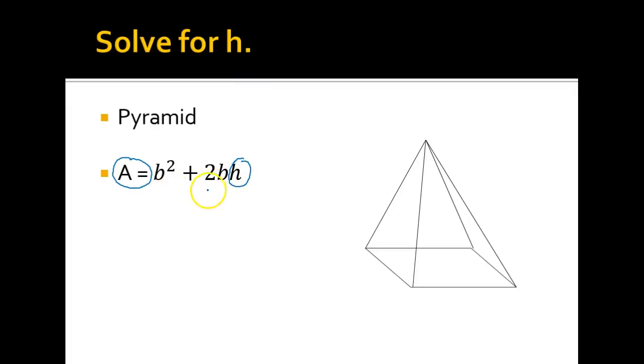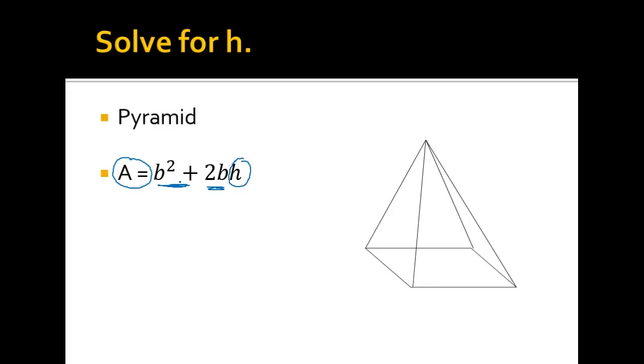Okay, so first of all we say, well, what's being done to H? Two things are being done. It's being multiplied by 2b, so we'll undo that. And it's being added to b squared, so we'll undo that. And we would do this in reverse order of operations. So order of operations says do multiplication first and then do the addition second.